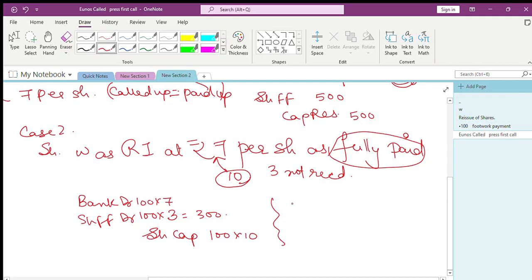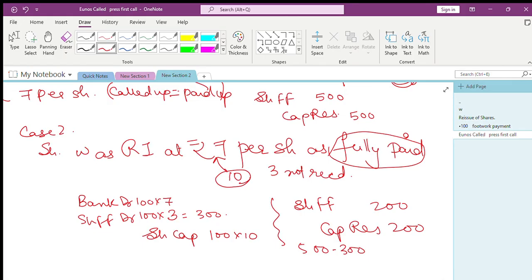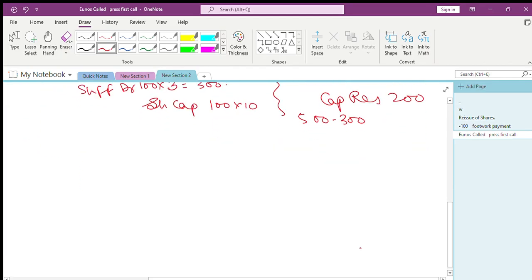Next entry is share forfeiture to capital reserve, 500 minus 300, 200 rupees. We have to see what is paid up. If paid up was 7, there was no discount, but if we consider the paid up as 10, then we have a discount.